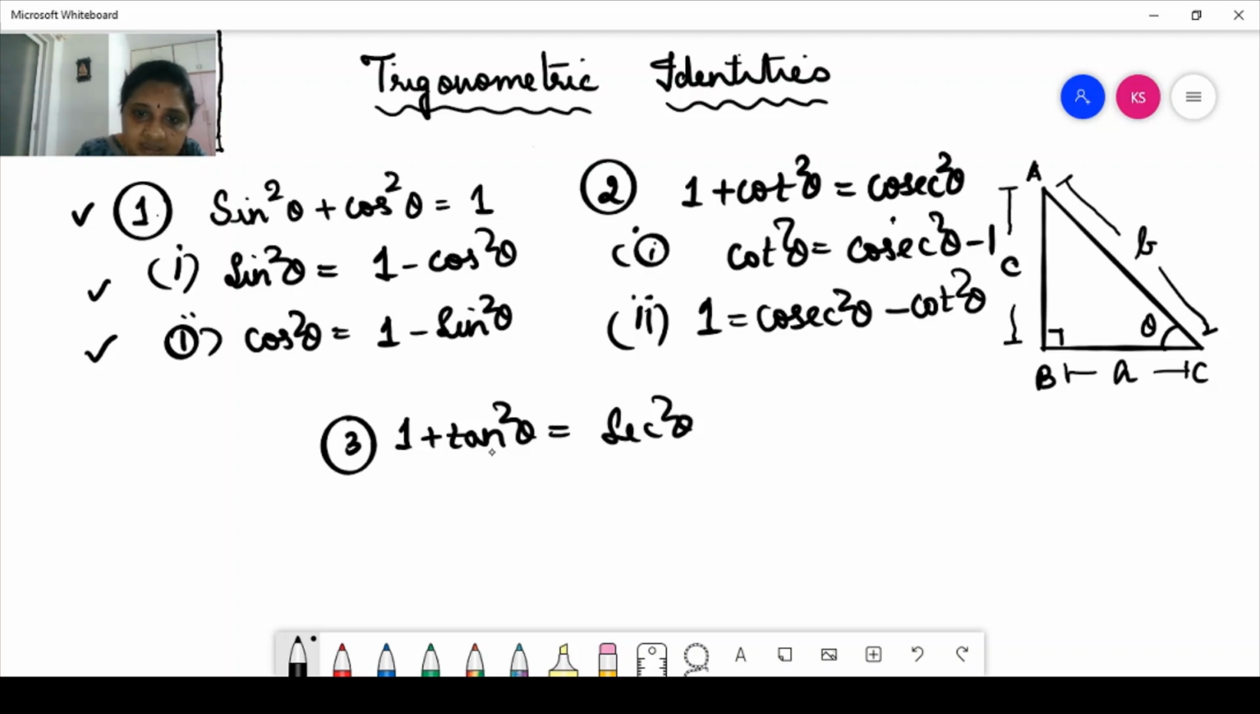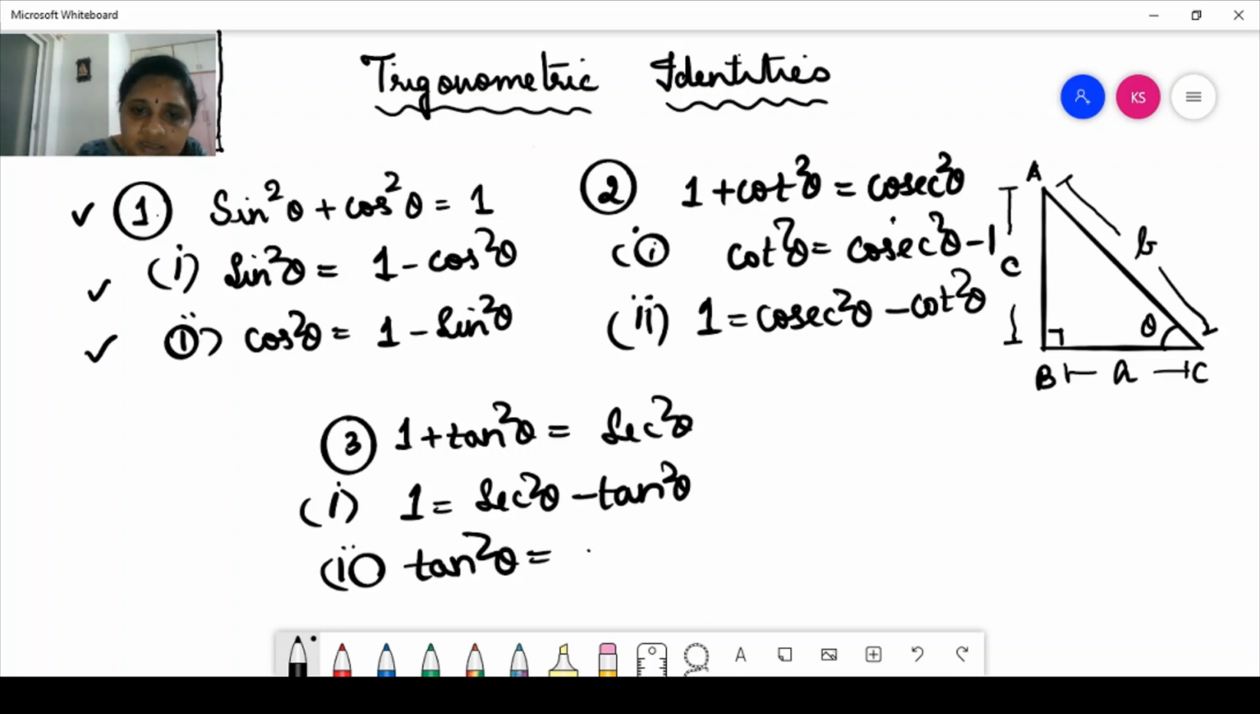Now, with this third main identity, we can derive two more. The first one is 1 is equal to secant square theta minus tan square theta. And the second identity is going to be tan square theta is equal to secant square theta minus 1. So now how many identities in all? We have 1, 2, 3, 4, 5, 6, 7, 8, 9 identities.